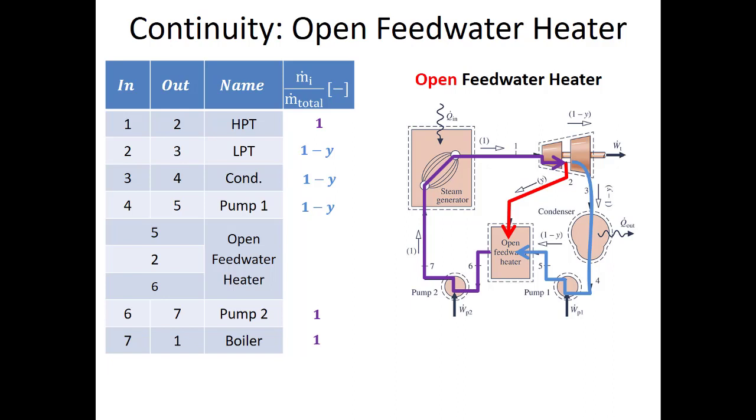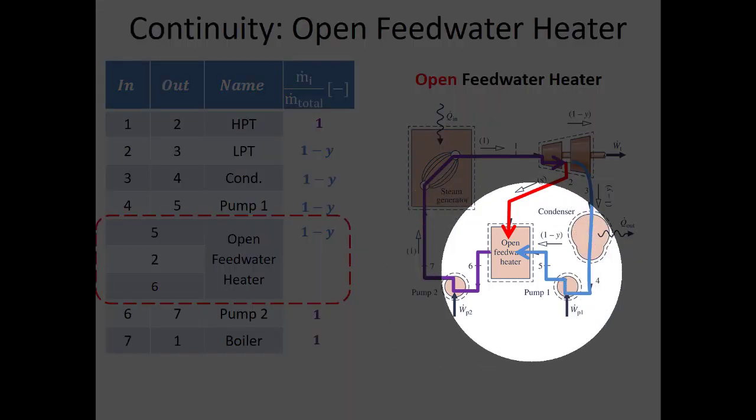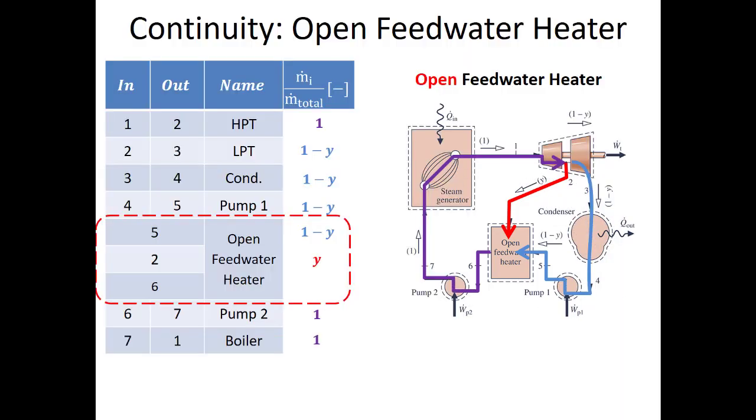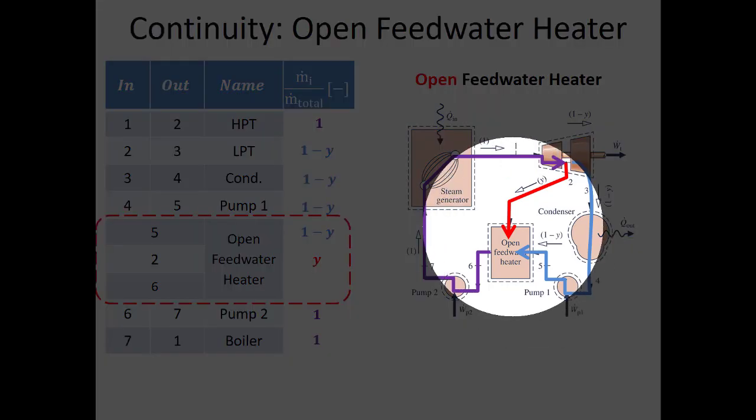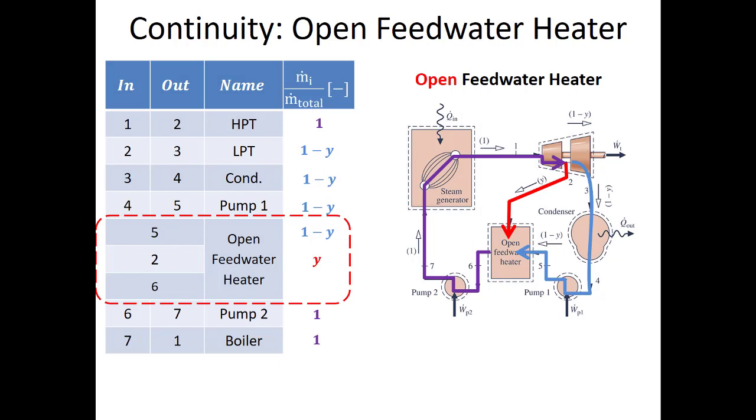Right? Now, this open feedwater heater is kind of special because it's different at every port. Right? So the mass flow rate changes depending on which port we're looking at. So here at state 5, when we're coming in, this is 1 minus y. At state 2, when we're coming in, it's y, right? That's the red line over here. And then coming out over here, that's the total mass flow rate at state 6.